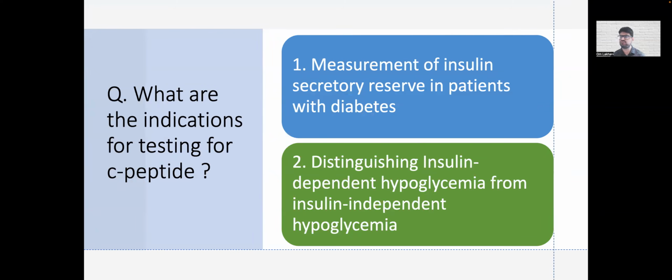Now, when do you test for C-peptide? Broadly, there are two reasons why you should test for C-peptide. One is the measurement of the insulin secretory capacity or insulin secretory reserve of the patients with diabetes. Basically, what I'm trying to say is to differentiate between type 1 and type 2 diabetes. And this is what we'll be discussing in more detail in the rest of the presentation. And secondly, it is also very useful in distinguishing insulin-dependent hypoglycemia from insulin-independent hypoglycemia. We'll not be discussing this in detail because hypoglycemia itself is a topic.